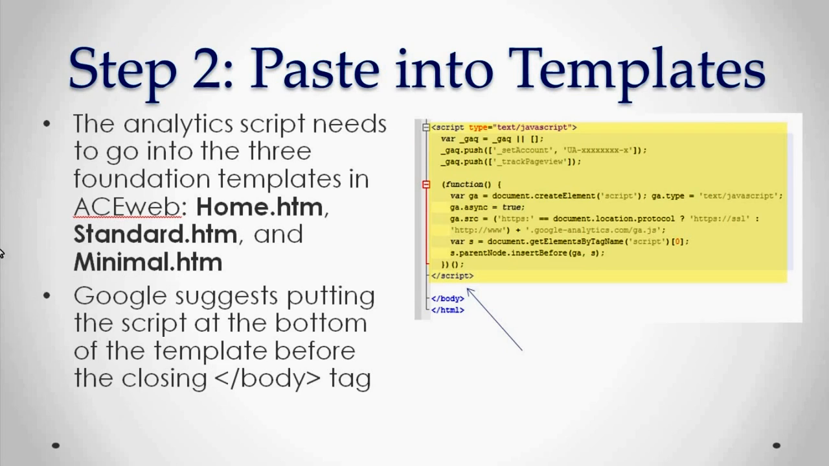Step two is to paste the code into the main foundation templates in your ACEweb setup. These three templates include the home.htm template, the standard.htm template, and the minimal.htm template. You should put the script at the bottom of the template before the closing tag. So in this example, we have the script located right before the closing body tag.